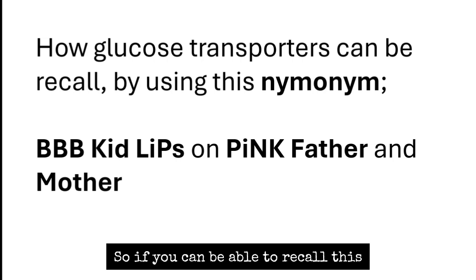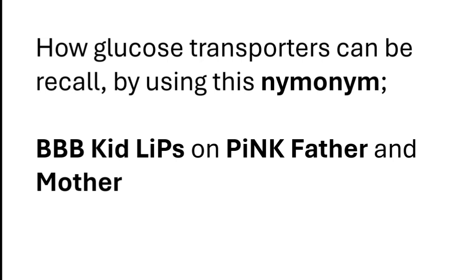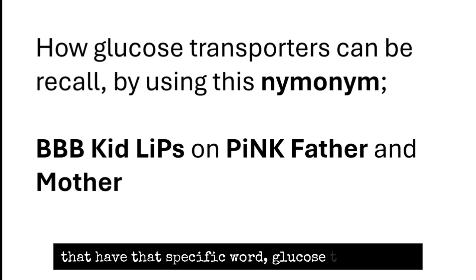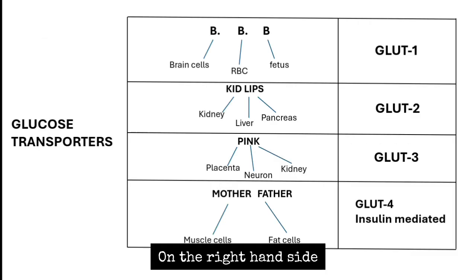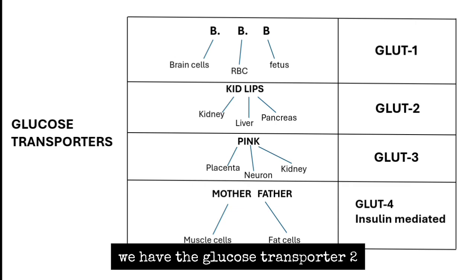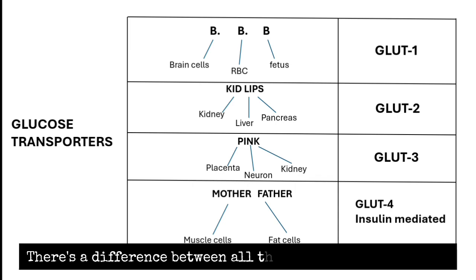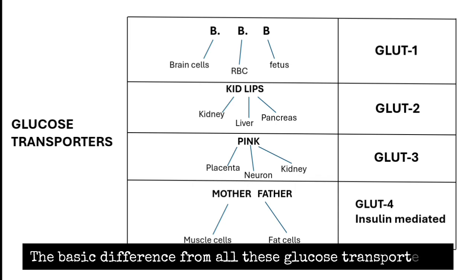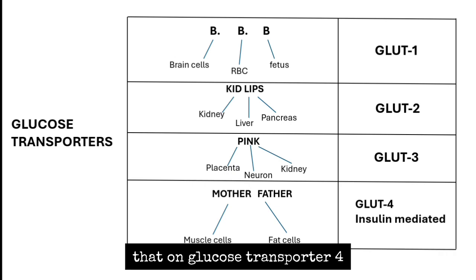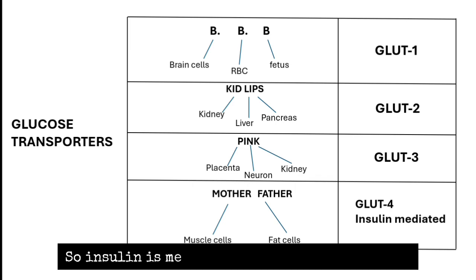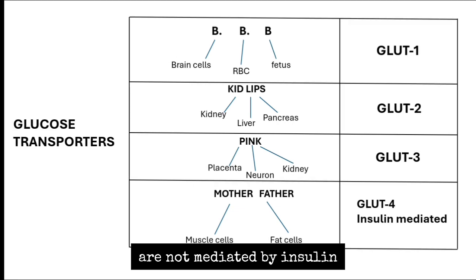If you are able to recall this, you can know the sites, because we have so many organs in our body. So you can know the organ that contains a specific glucose transporter. On the right hand side, we have glucose transporter 1, glucose transporter 2, glucose transporter 3, and we also have glucose transporter 4. The basic difference among all these glucose transporters is that glucose transporter 4 is mediated by insulin, while the others are not mediated by insulin.